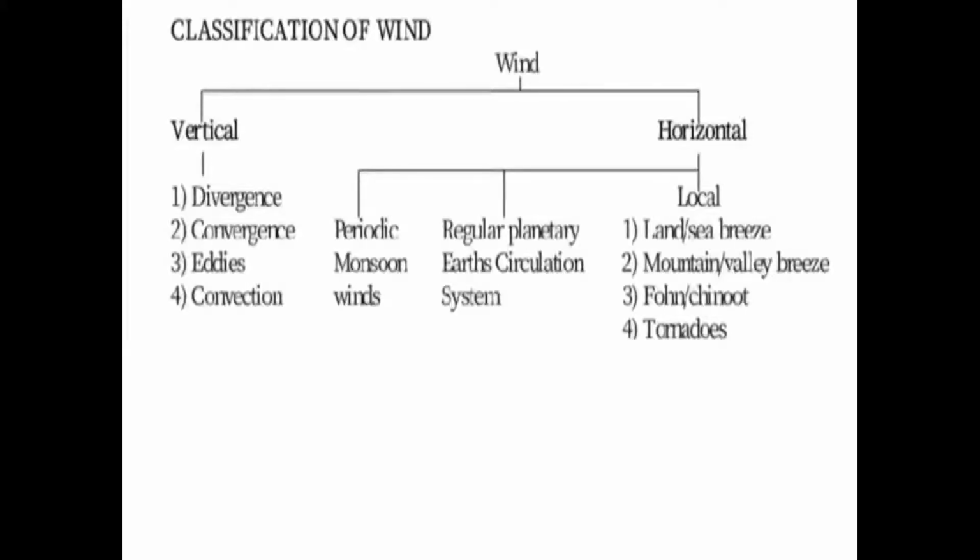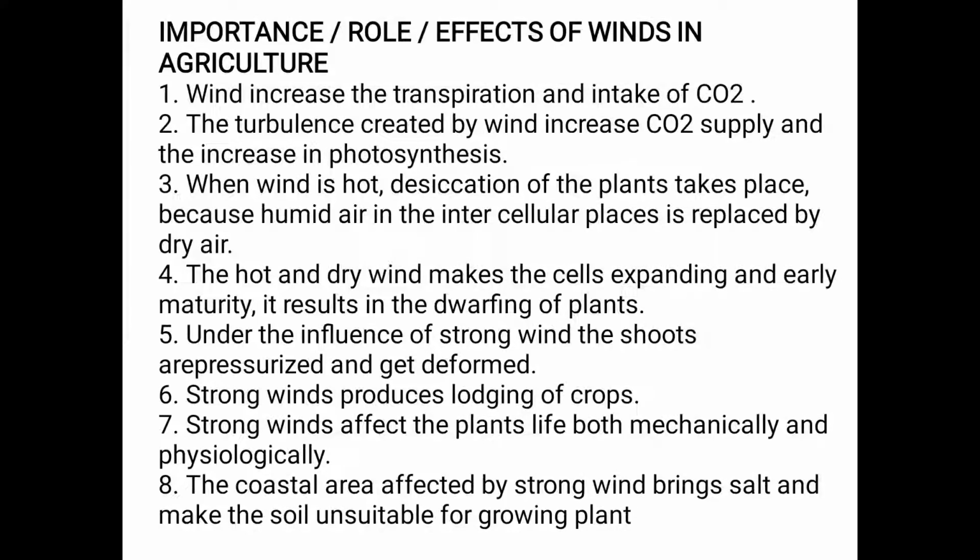So in short, this is regarding the classification of the wind, in which the wind is mainly classified into two types as the vertical and the horizontal wind. Again the vertical wind has four types: divergence, convergence, eddies and convection. And the horizontal wind is again divided into three main types: periodic monsoon wind, regular planetary earth circulation system, and the third one is the local wind.